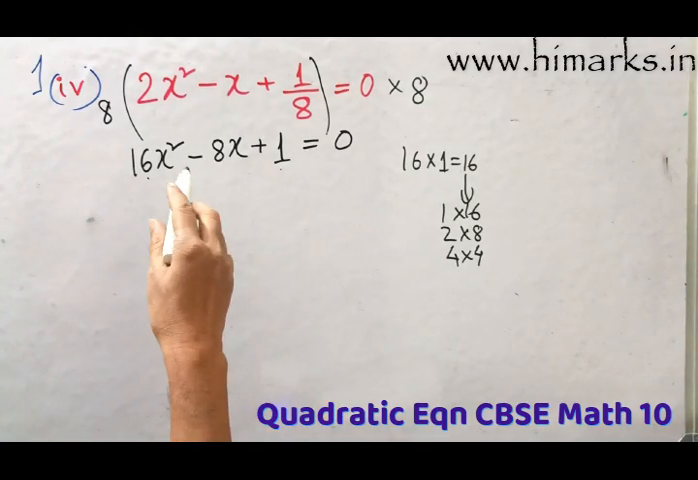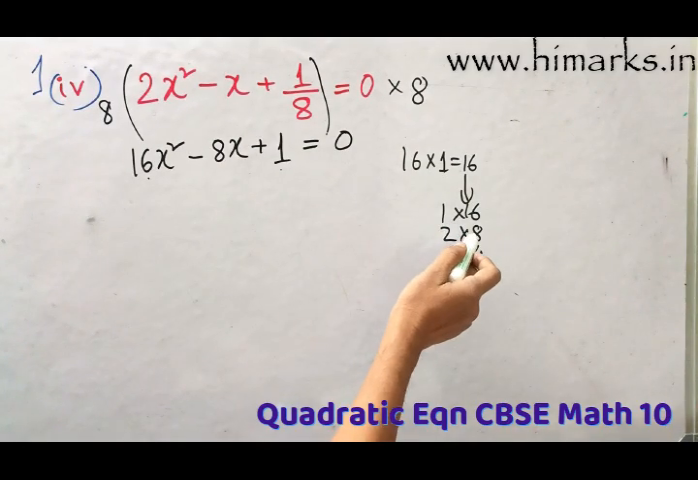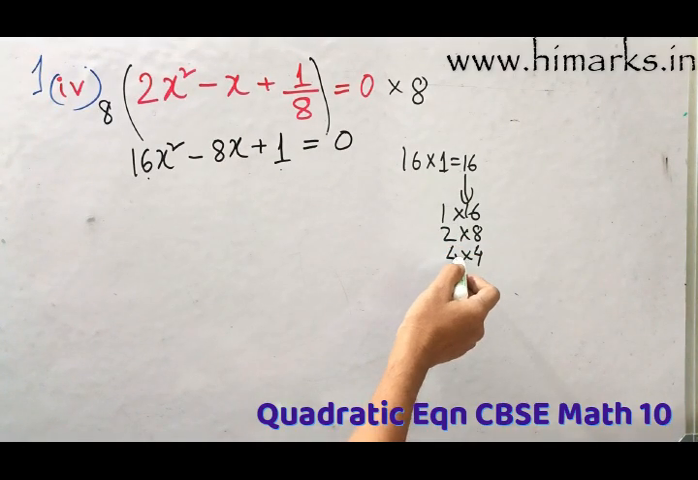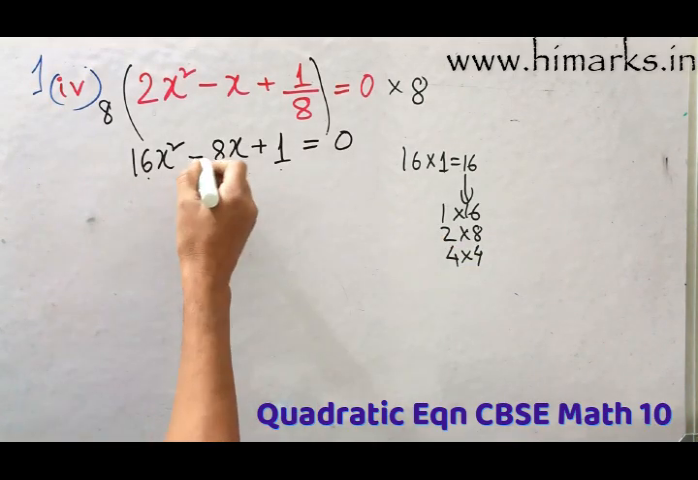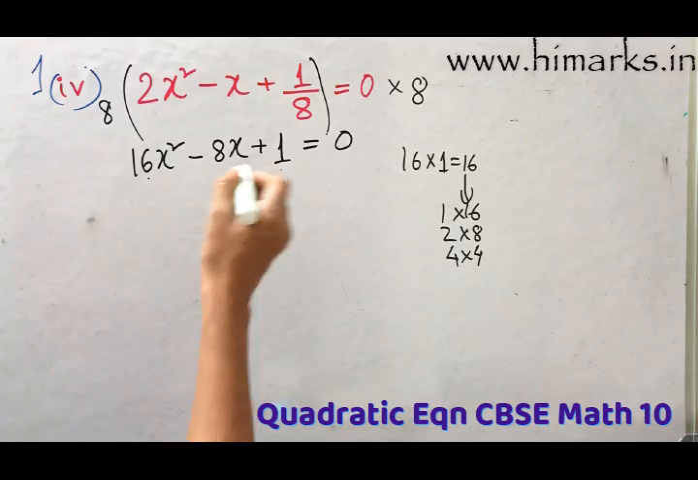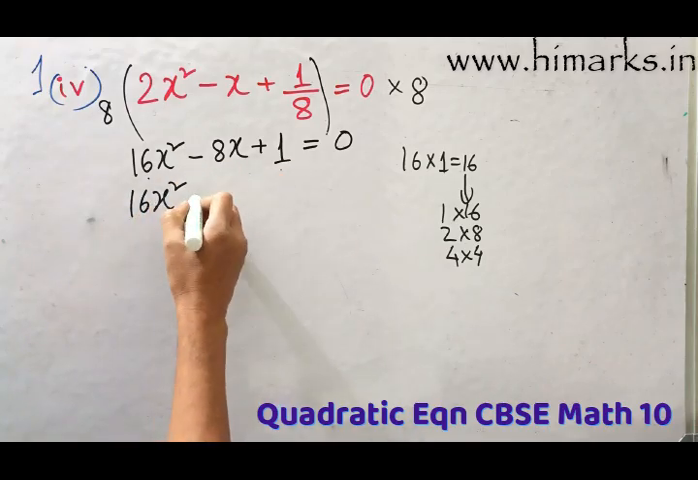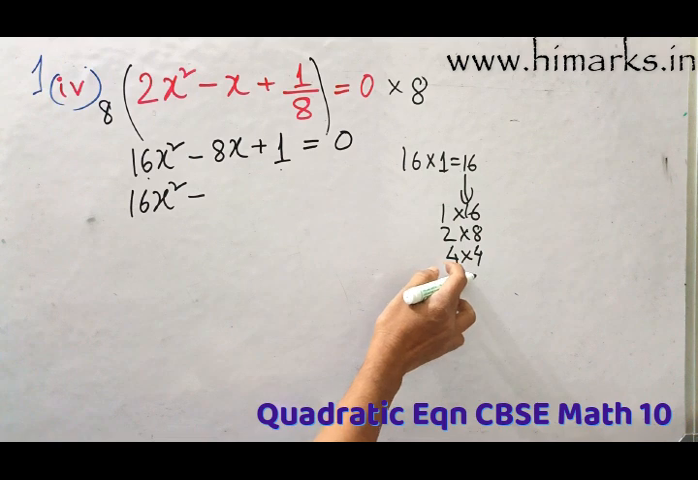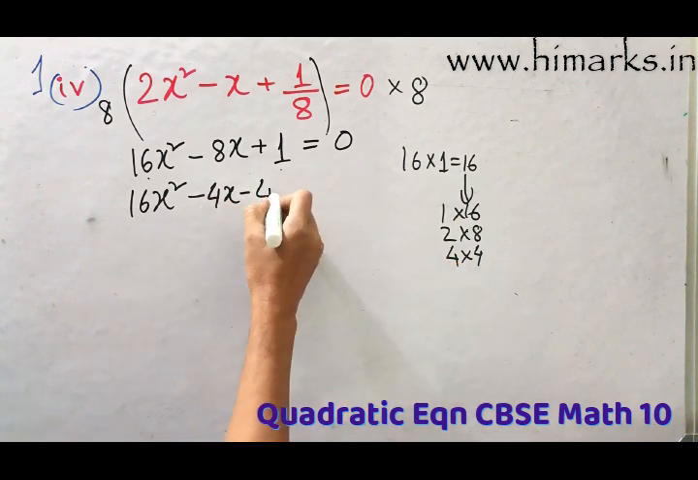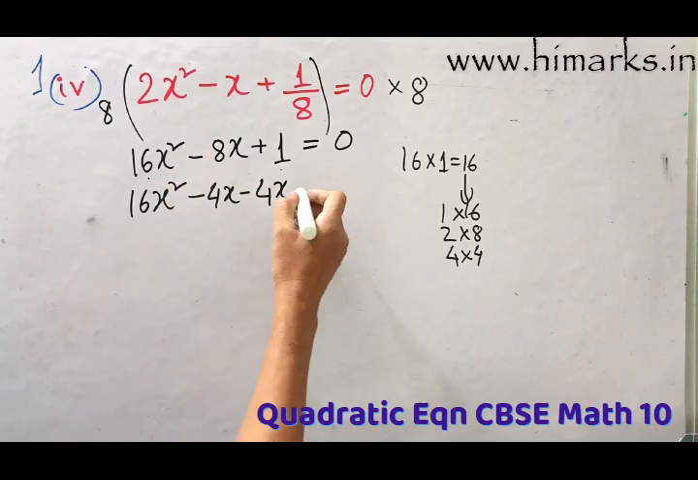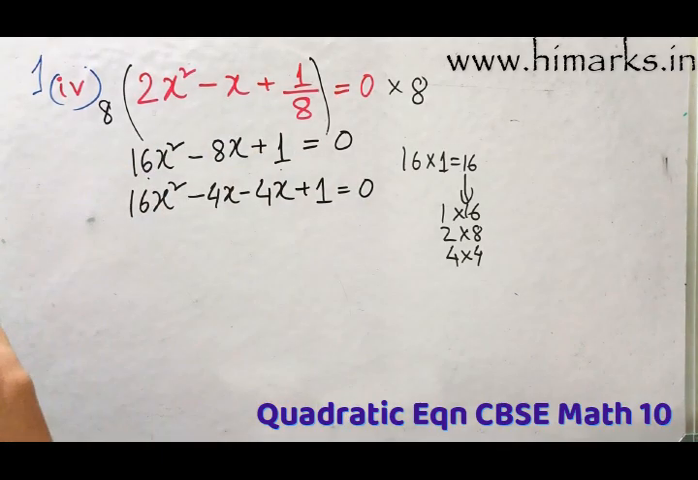Now which can give 8? 16 and 1 cannot give 8, 8 and 2 cannot give 8, 4 and 4 can give 8. So that means minus 8 can be written as minus 4, minus 4. So now we are expanding the middle term into two parts. 16x square minus 4x minus 4x plus 1 equal to 0.